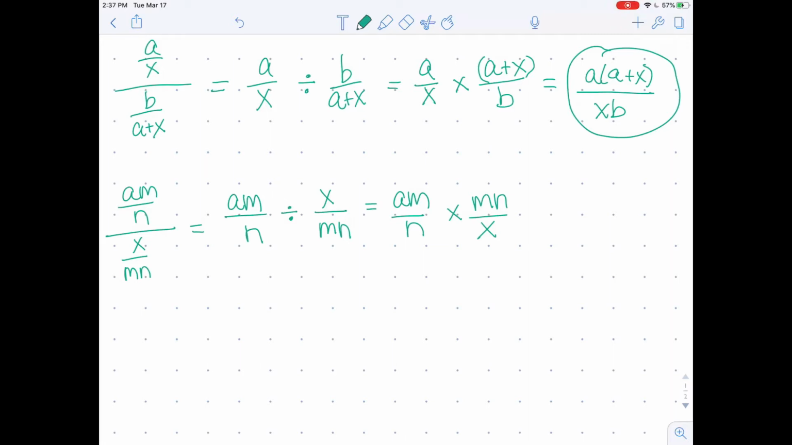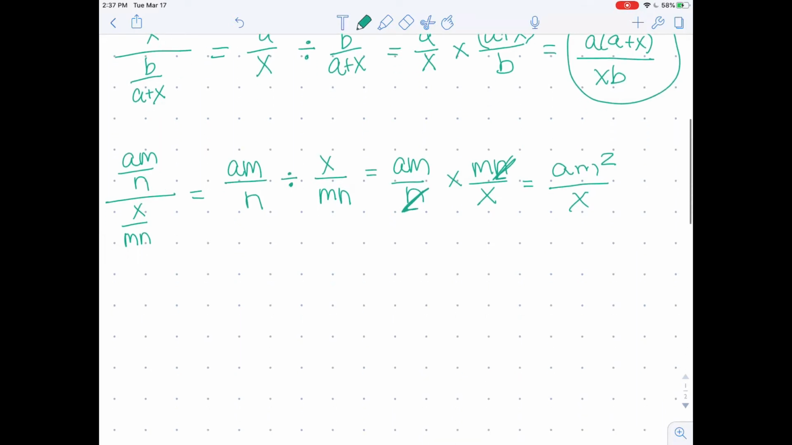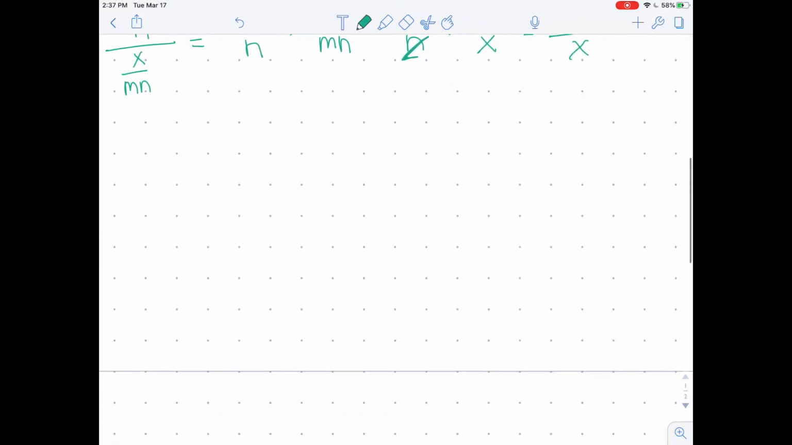Thing number one, I've got n diagonal from n, so I can cancel those out. Then, if I multiply straight across, I don't have any other a's, so I can write down a. M times m is m squared. And down here, the n canceled out, so all that's left on the bottom is x. So we should have am squared over x. Okay? Stay with me here. I know it's going to get more complicated and we're going to get stressed, but we're going to make it through it.